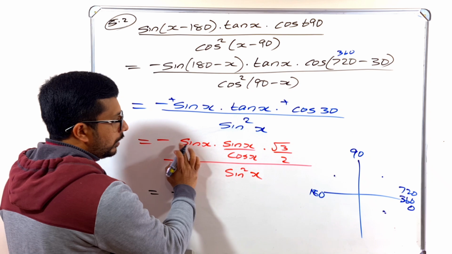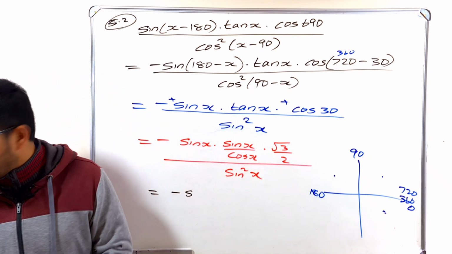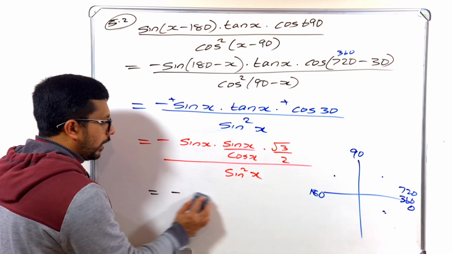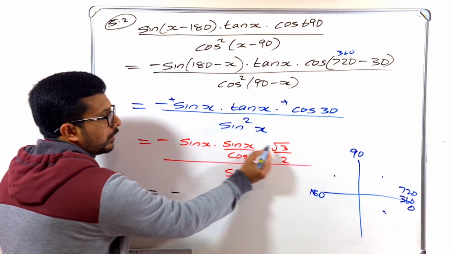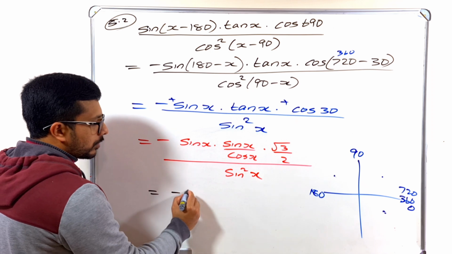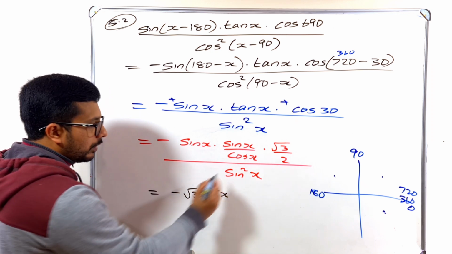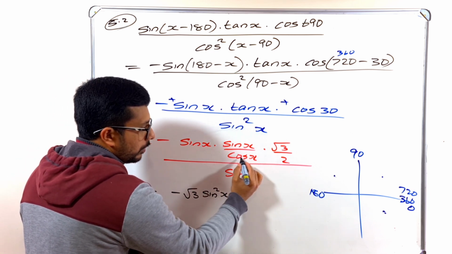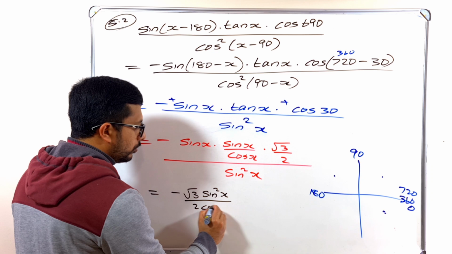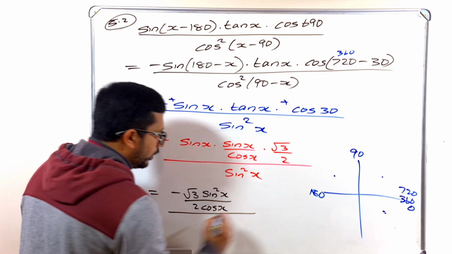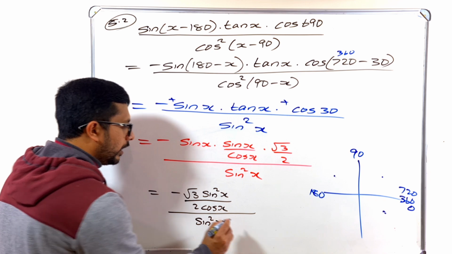Okay, in this numerator there is a root 3 also, so that root 3 we can also write in one line. So minus sine x into root 3, that is minus root 3 sine square x. Then here what is the denominator? 2 into cos x divided by 2 into cos x, then the whole divided by sine square x. Don't make any mistake here.